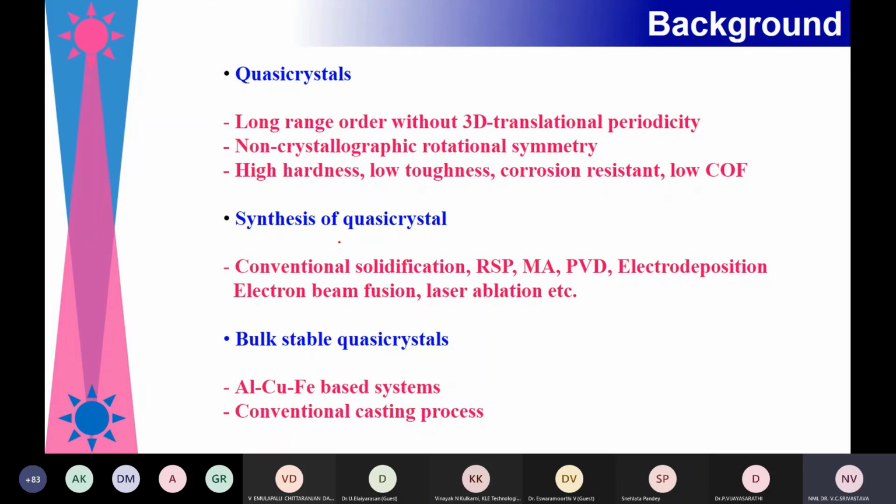And generally they are synthesized by conventional solidification. It depends upon the composition: rapid solidification, mechanical alloying, physical vapor deposition, electrode deposition, or something like that, laser ablation. So they had not been tried by spray forming, and bulk stable quasi-crystals was determined for this composition.